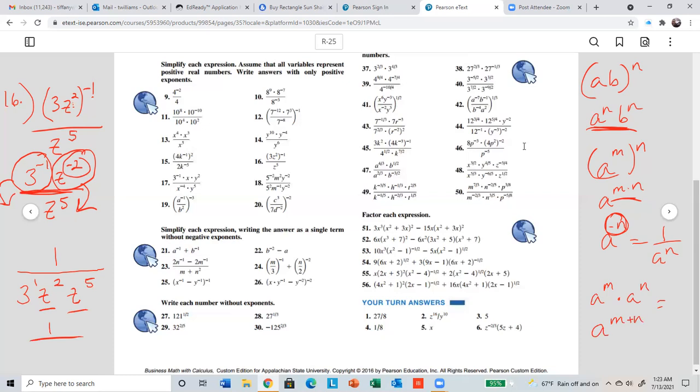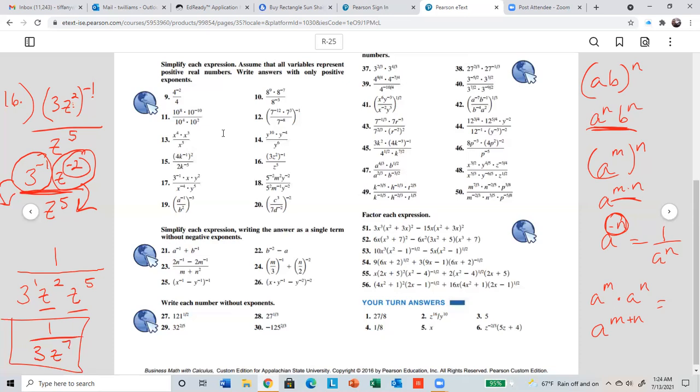If I use that rule, I'm going to have 1 over 3. I don't need the 1 on the 3. And z to the 2 plus 5 is 7. And that is my final answer. Where it says assume that all variables represent positive real numbers, that's what allows me not to have to try to fix this z and make sure, you know, it doesn't go to 0 and all that. Okay.